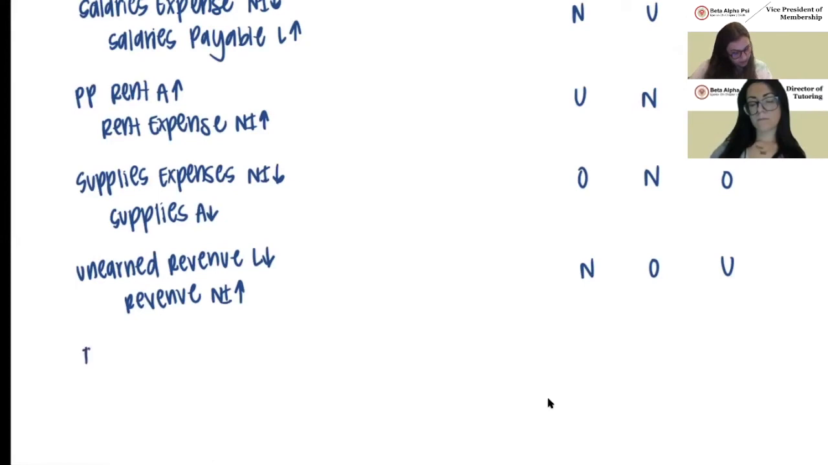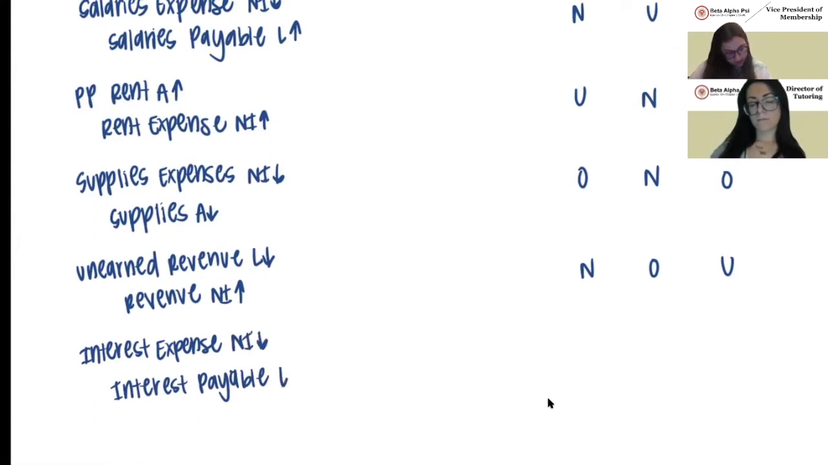So that is going to be a debit to interest expense, but we're not paying it back yet. So it's going to be a credit to interest payable. So expenses decrease our net income, and a credit to a payable is going to increase our liabilities. So nothing happens to our assets. Neither of these accounts affect our assets. So it's going to be no effect on our assets.